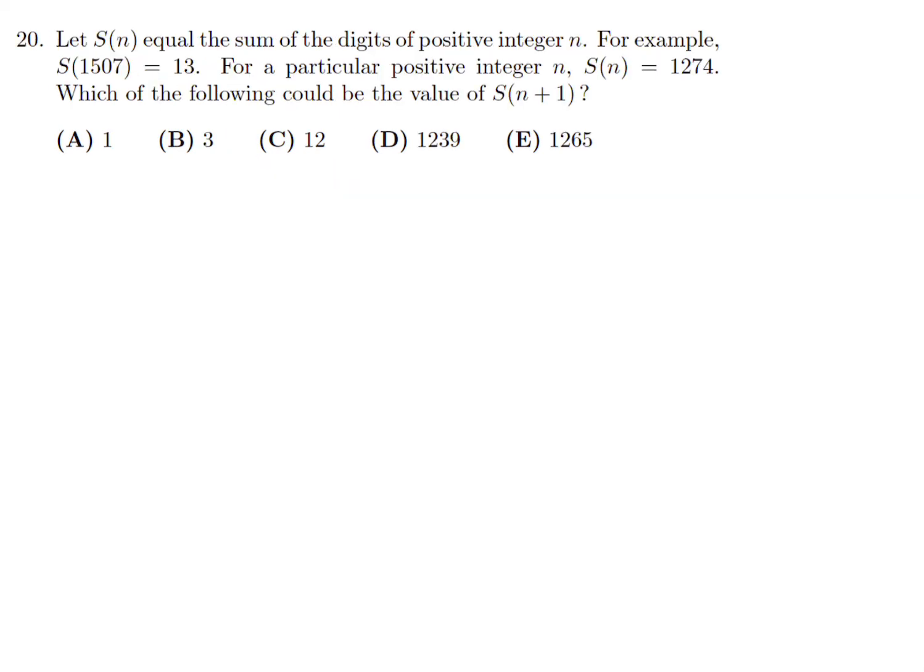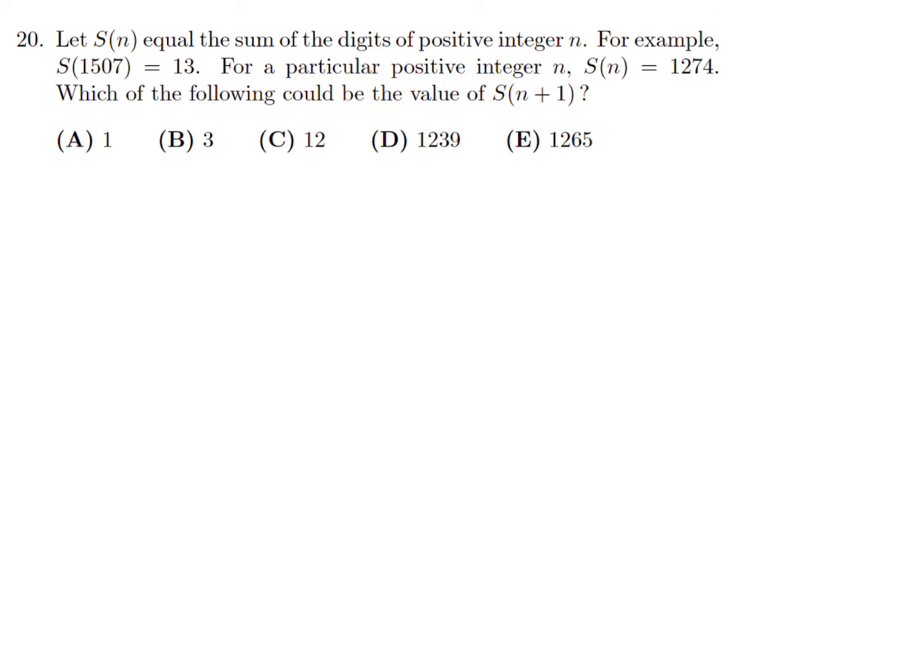Let S(n) equal the sum of the digits of the positive integer n. For example, S(1507) is 13. For a particular positive integer n, S(n) is 1274. Which of the following could be the value of S(n+1)? Well, this is a pretty large number, so probably there are a lot of digits in this n.